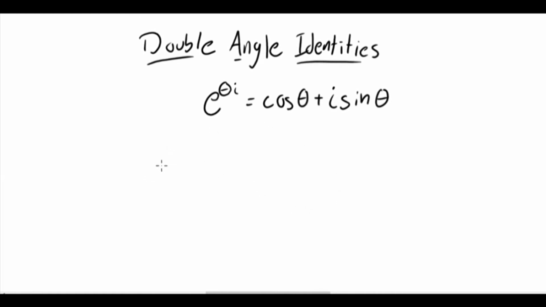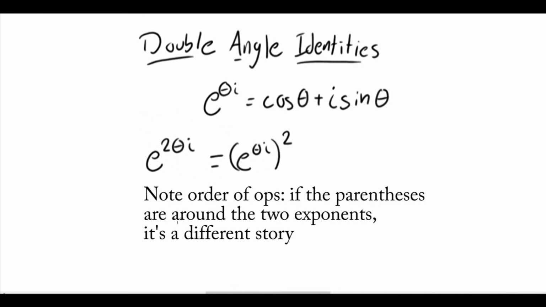Now I want you to imagine, since we're talking about double angle, what if we make the angle twice theta? So e to the 2 theta i. Based off of the properties of exponents, we can say that this is also equal to e to the theta i quantity squared. Because if you have a power to a power, that's the same thing as multiplying the two powers as one power. That was pretty poor wording, but you can see what I'm talking about here.